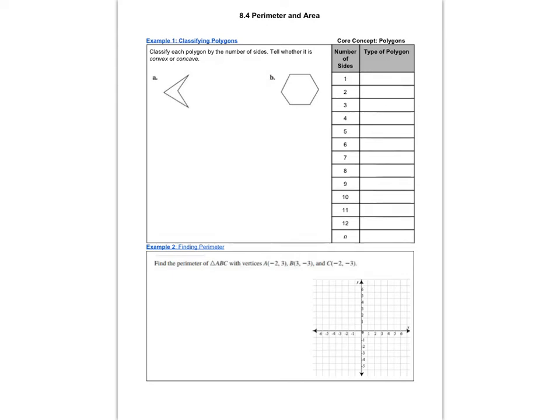So in section 8.4, we're going to talk about perimeter and area. Perimeter and area is something that you've already learned and you should know. But now we're going to find perimeter and area using polygons that are graphed in a coordinate plane. So it's going to look a little bit different for us. So let's start off by talking about polygons here.